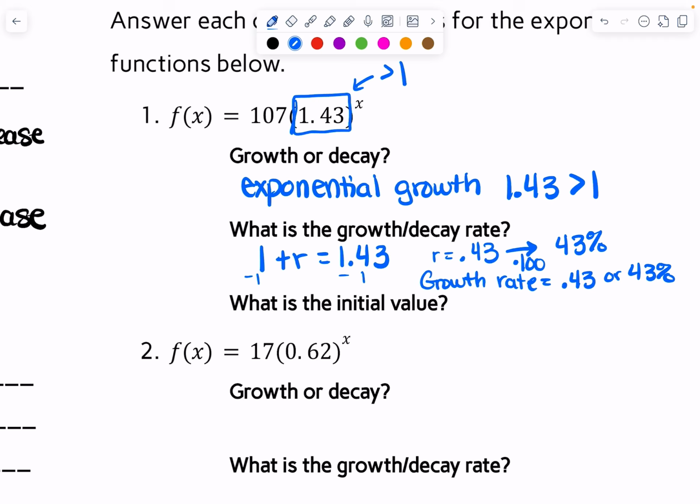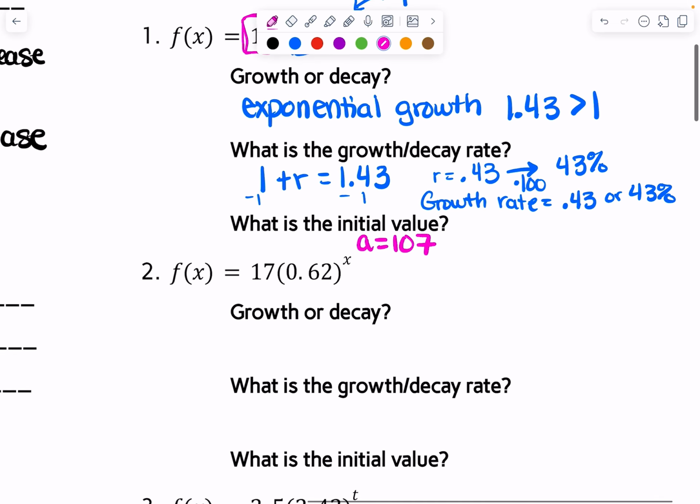And then finally, this is asking me what is the initial value. The initial value comes from the number that does not have the exponent on it. In this case, that is the 107. So the initial value, a, is 107 in this case.